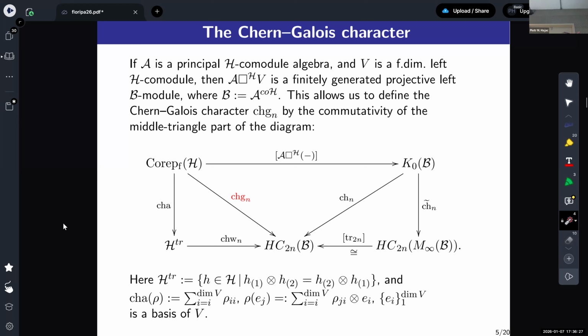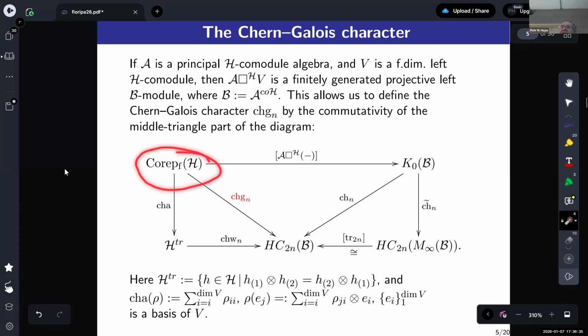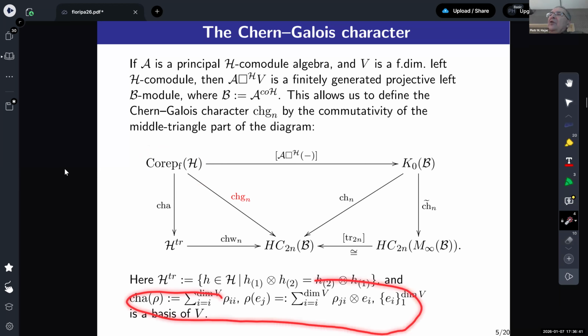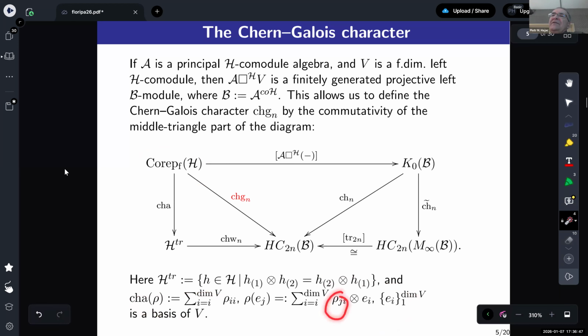You don't have any vector bundles here, you don't have any representations. But lo and behold, whenever you have a finite dimensional co-representation, you can take its character. And here's the definition. I choose any basis of my vector space. Then I take a matrix for the coaction in this given basis, and then I take the trace of this matrix. And of course, the trace does not depend on the choice of the basis, like in the classical setting.